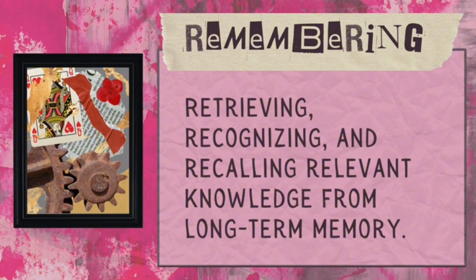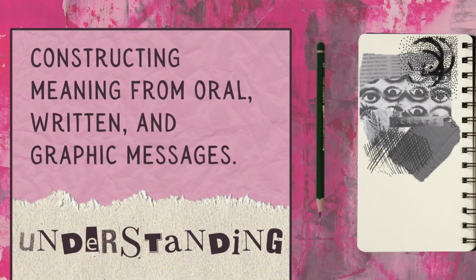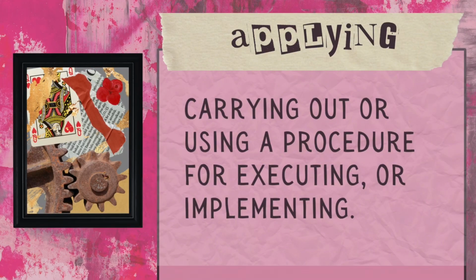These action verbs such as retrieving, recognizing, and recalling relevant knowledge from long-term memory tell the learners that the learning is at the lowest level of thinking. And the next level is understanding. It is to explain ideas or concepts, or constructing meaning from oral, written, and graphic messages through interpreting, exemplifying, classifying, summarizing, comparing, and explaining. Next level is applying. It is when carrying out or using a procedure for executing or implementing.